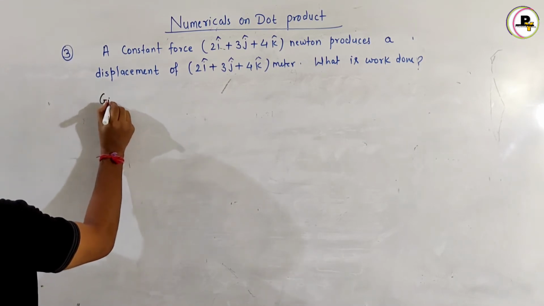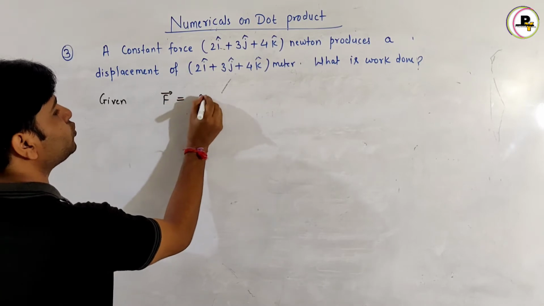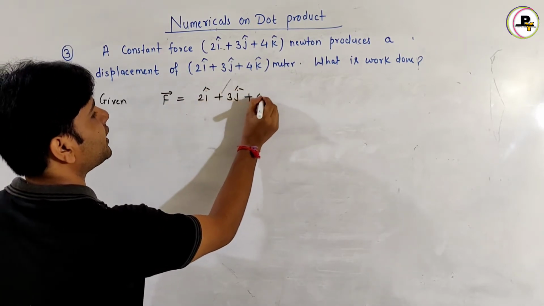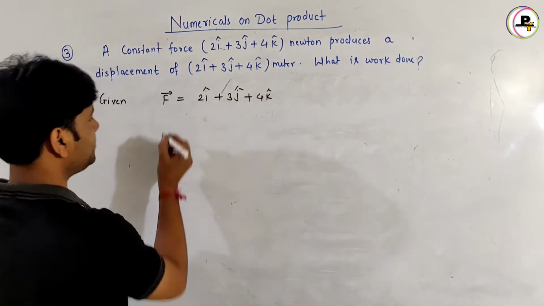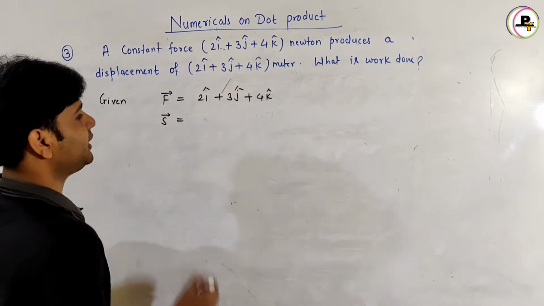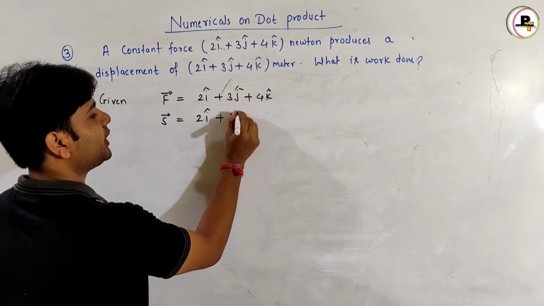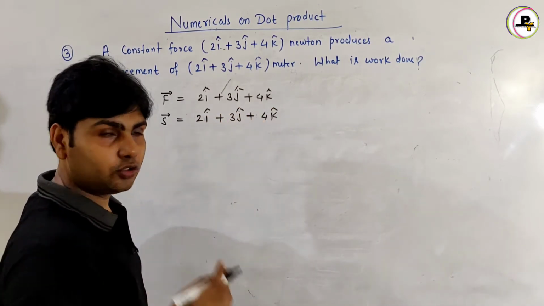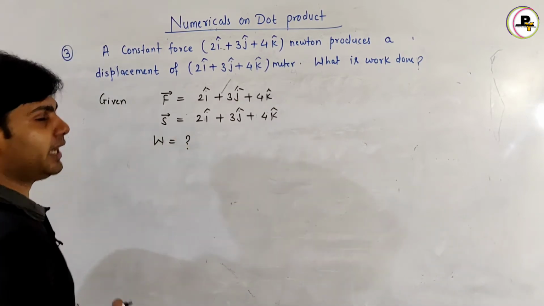What we have given is a force vector equal to 2i cap plus 3j cap plus 4k cap, and the same value is given for the displacement. Suppose displacement is represented by s vector, therefore I can write s vector equals 2i cap plus 3j cap plus 4k cap. Now what I need to find? I need to find the work done by the force F.